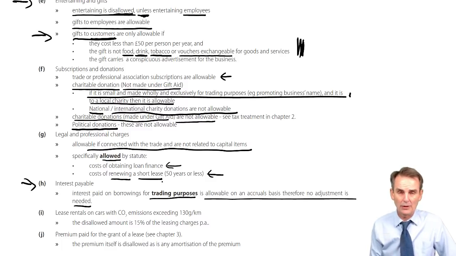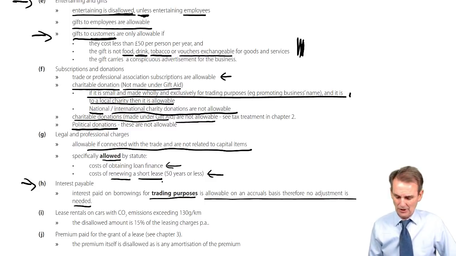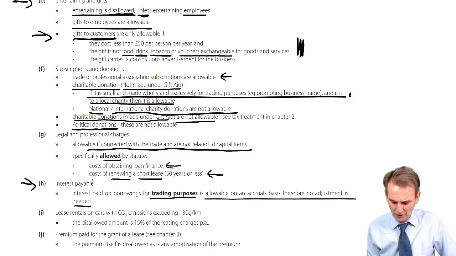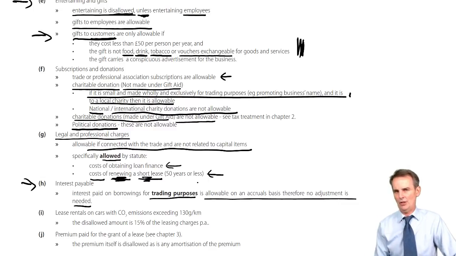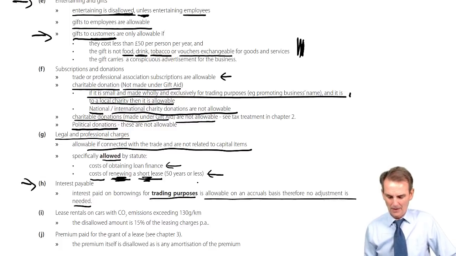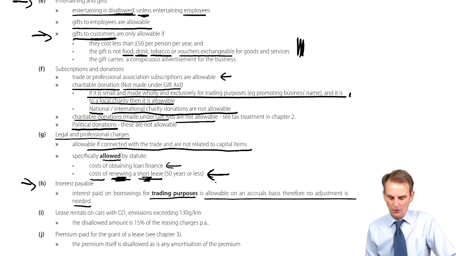Now, we've seen leases before in chapter 3, and we know that there's issues pertaining to premiums paid and received on the granting of a short lease. But if you've got a cost here, a legal or professional charge on the cost of, note that word, renewing a short lease, then that's allowable. Short lease, 50 years or less. Typical examiners employed here to see whether you've actually learnt that one properly. The typical one that they put through in an exam question is they tell you that here is a legal expense incurred in relation to acquiring a 30-year lease.